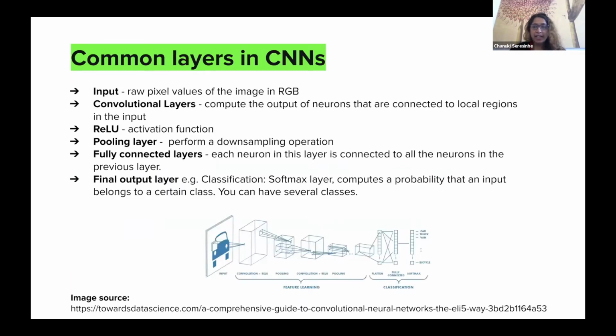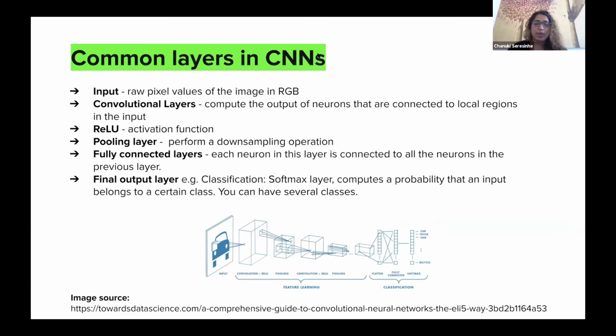So again, just to summarize the different layers that go into a CNN. You've got your input, which is the raw pixel values of the image in RGB. Then you've got your convolutional layers that compute the output of neurons that are connected to local regions in the input. Then you've got your ReLU, your activation function. You've got your pooling layer, which performs a downsampling operation. You've got your fully connected layer. These are like normal neural networks where each neuron in a layer is connected to all the neurons in the previous layer. And then you have your final output layer.